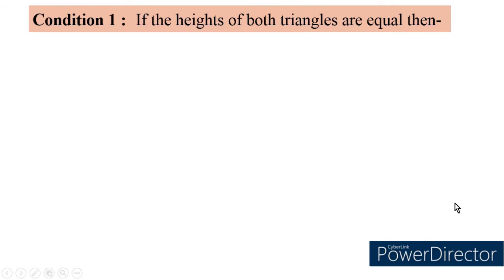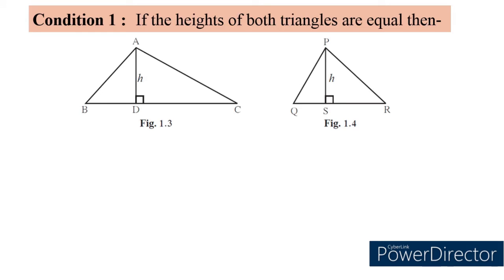Now proceed with condition number 1. If the heights of both the triangles are equal, then what will be the scenario? Let's see the example. In triangle ABC and triangle PQR, H is the height, that is AD and PS is the height, and H is the same. Height is the same in both triangles.